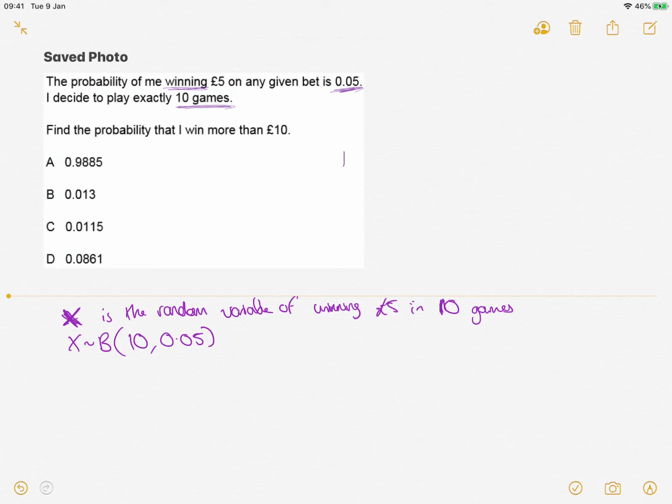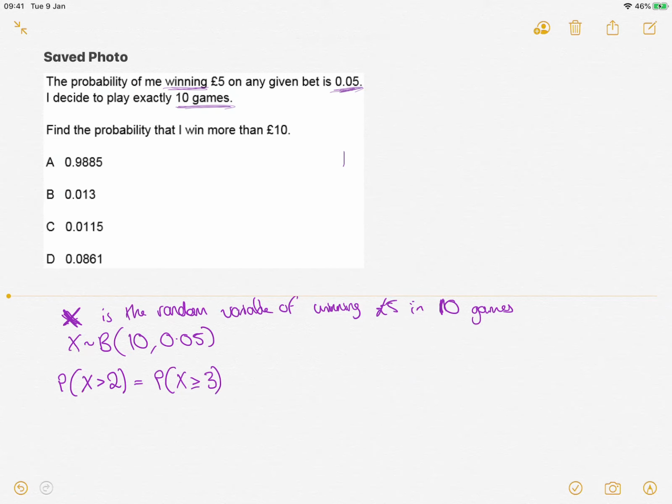If I win 3 times, then I'm getting £15. If I win 4 times, I'm getting £20. So I can see that anything 3 or more is going to get me more than £10, which is what I'm after. So I want, and you could write this a few ways, the probability of getting more than 2 wins, or another way of saying that is getting more than or equal to 3 wins.